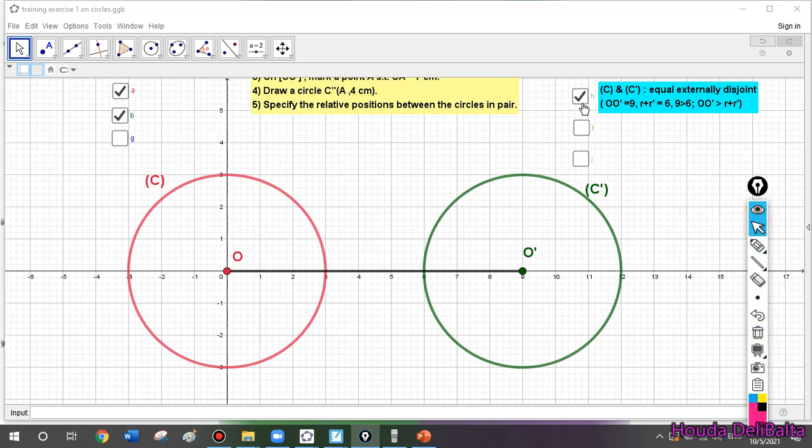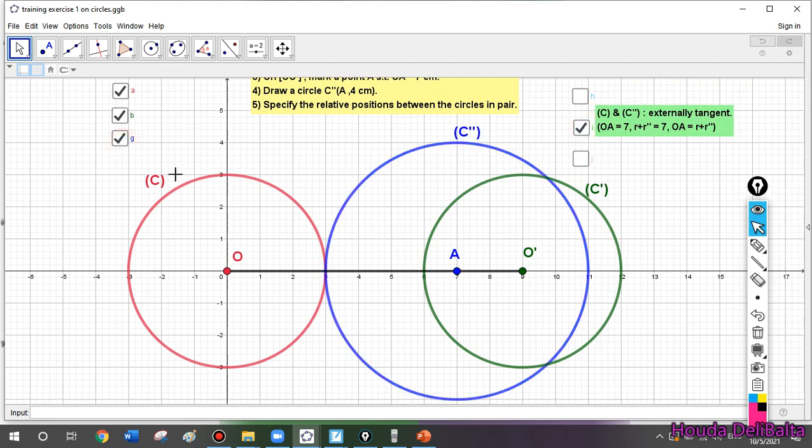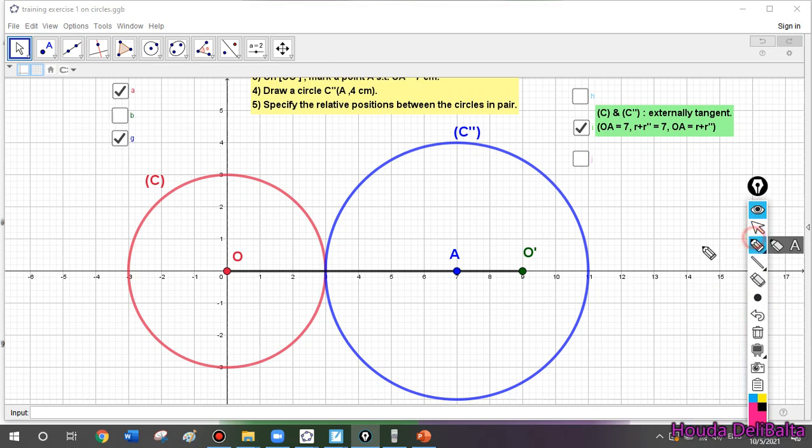Now, if I'm going to talk about C and C double prime, as I told you, they are externally tangent circles, and that's the point of tangency. So that's the point of tangency between them, and they are externally tangent circles. Directly we can write the justification as follows: the distance from O to A is, count it, 1, 2, 3, 4, 5, 6, and 7.